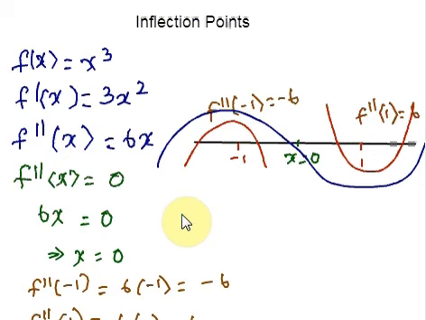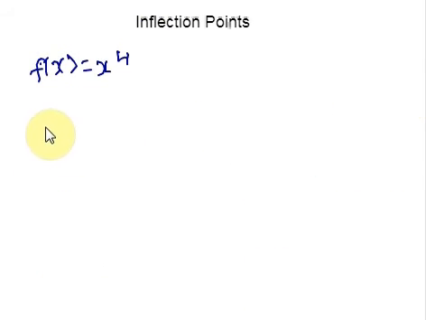Okay, let us now move on to the next example. Here is the next example. Let's look at f of x is equal to x raised to 4. We are supposed to find the inflection point. As I told earlier, we have to find the first derivative and second derivative.